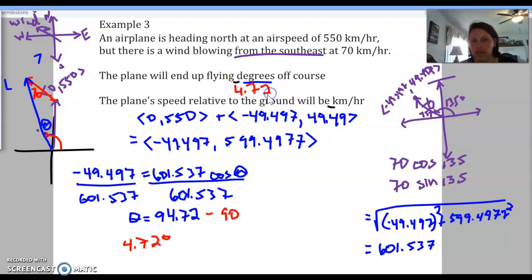Oh, and I'm almost out of time again. This goes by way too fast. The airplane speed relative to ground, that is going to be my magnitude. So I already found that. Thank goodness. And go back and make sure that I'm right on all of these. Yep, so everything looks really good.